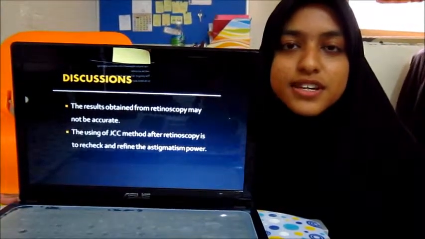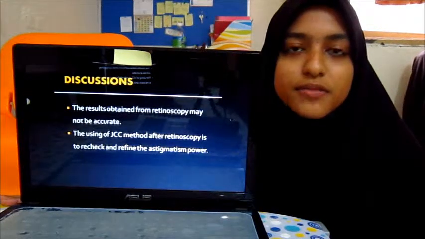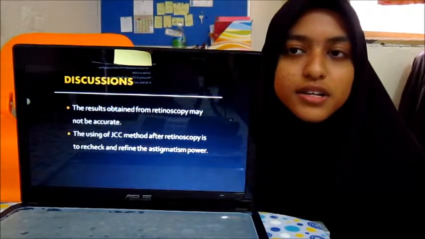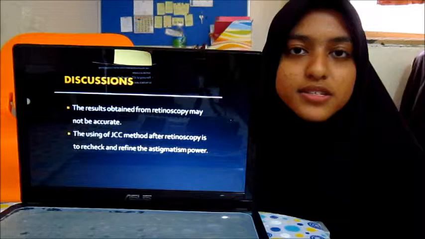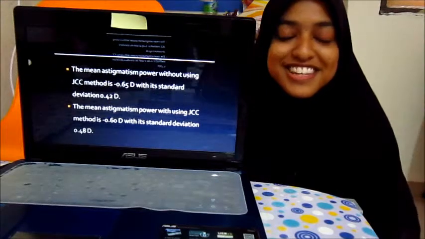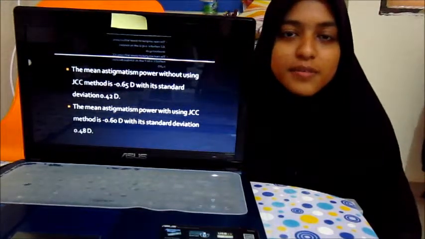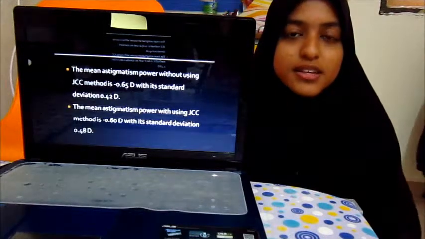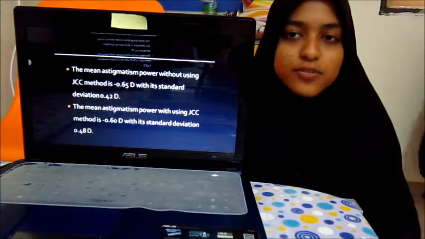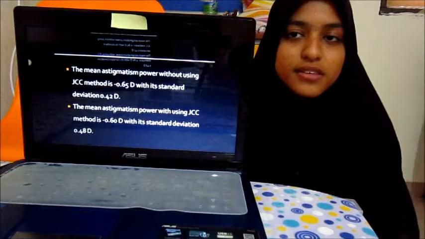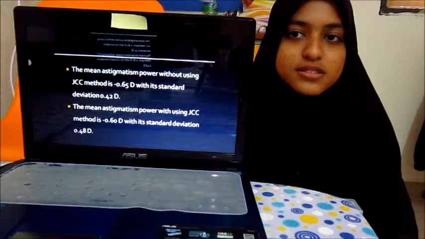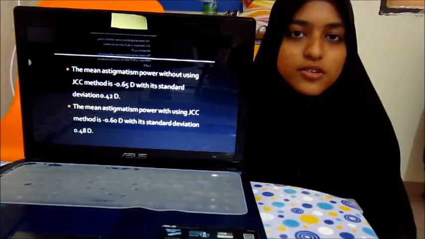Now, let's proceed with discussion. The results obtained from retinoscopy may not be accurate, so we use the JCC method after retinoscopy to recheck and refine the astigmatism power. Based on the previous descriptive statistics table, the mean astigmatism power without using JCC method is minus 0.65 diopter with standard deviation 0.42 diopter, while the mean astigmatism power with using JCC method is minus 0.60 diopter with its standard deviation 0.48 diopter.